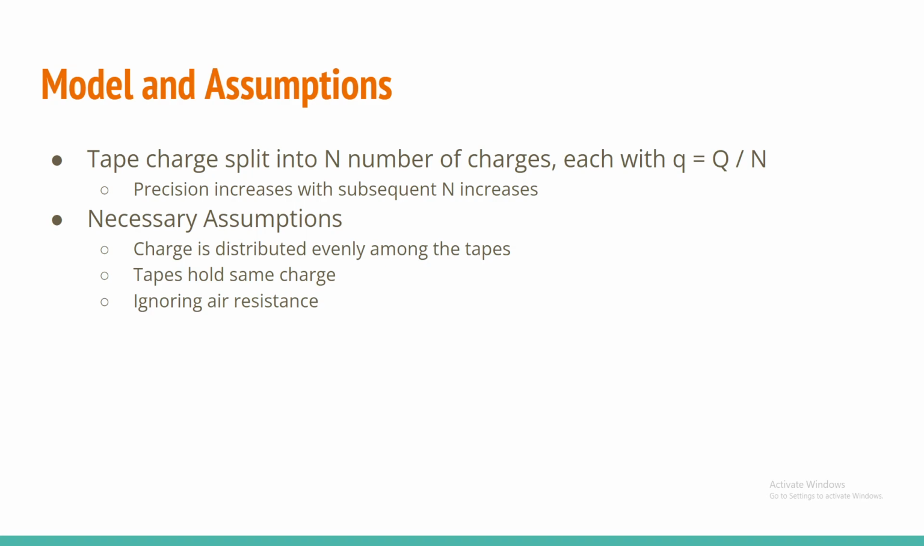There's a new model and some new assumptions for this lab. I split the tape charge into N number of charges, each with small q equals Q, which is the total charge, divided by big N, and the precision increases with subsequent N increases. Some necessary assumptions to make are that the charge is distributed evenly among the tapes, that each holds the same charge, and that there is no air resistance.